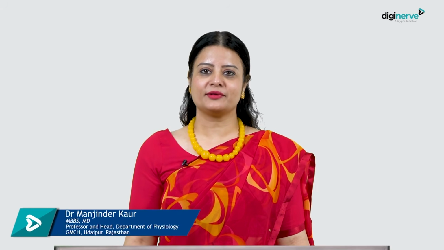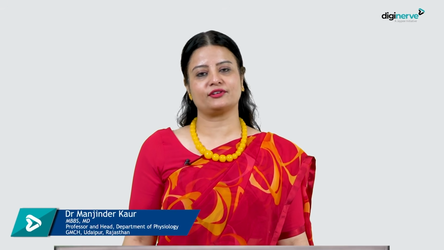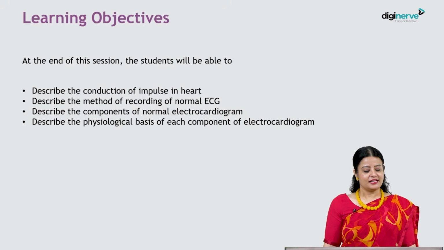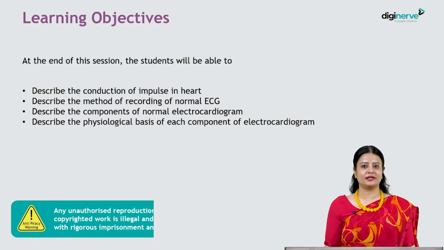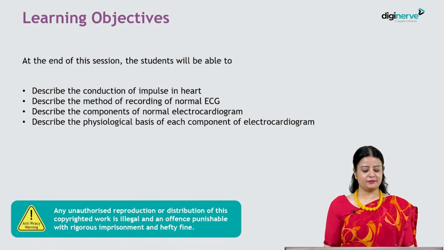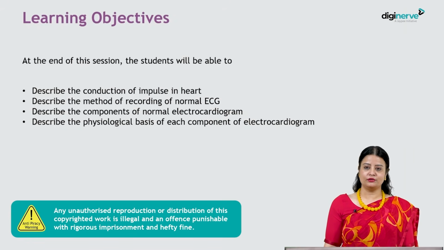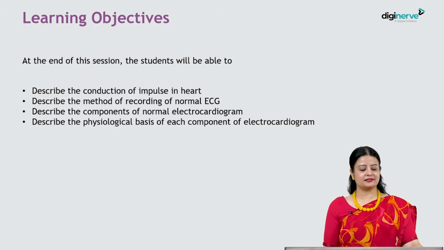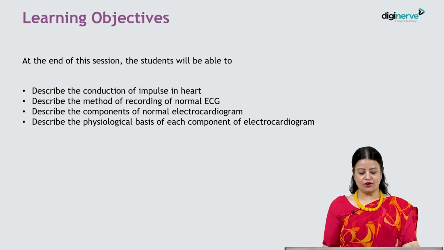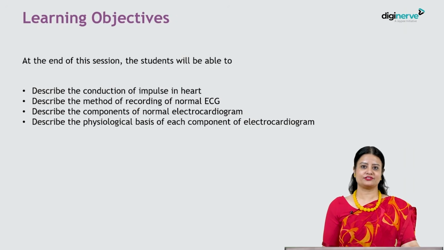Students, we are going to talk about the physiology of electrocardiogram today according to the NMC competency number 5.4 and 5.5. So in this session, your learning objectives are that you should be able to describe the conduction of impulse in the heart. You should be able to describe the method for recording ECG and describe the components of the normal electrocardiogram and describe the physiological basis of each component of the electrocardiogram.